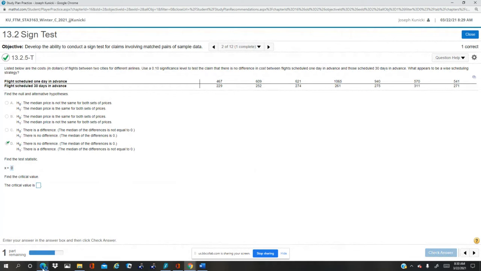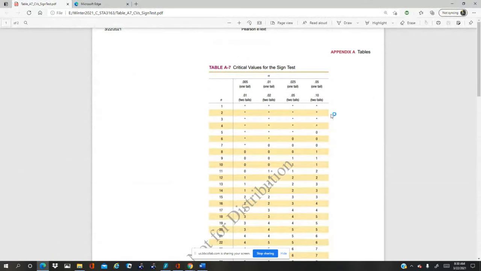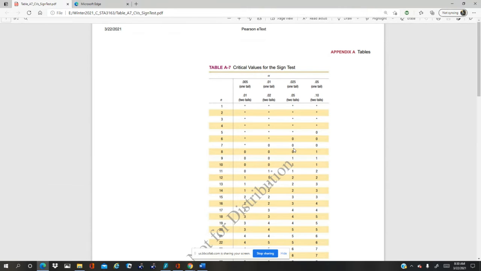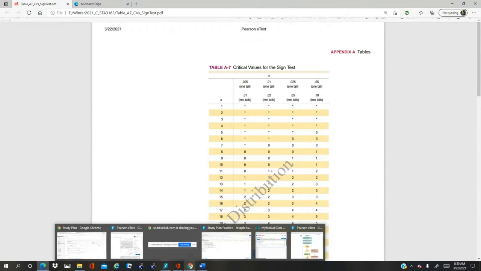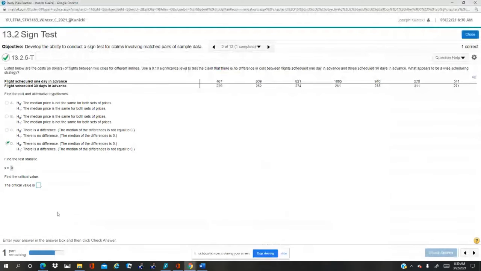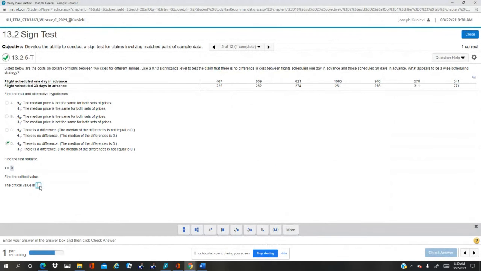Now the critical value, we're going to need table A7. That tells us the table A7. And you can see that for 5% and 2 tails, for n equals 7, the critical value is 0.